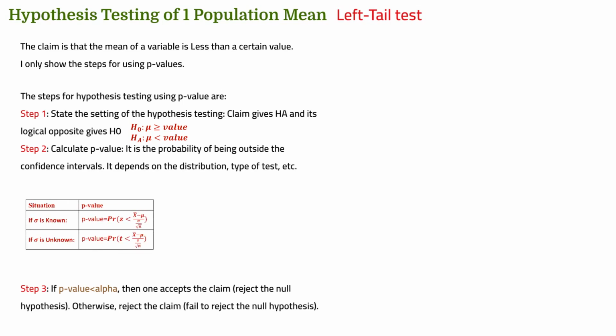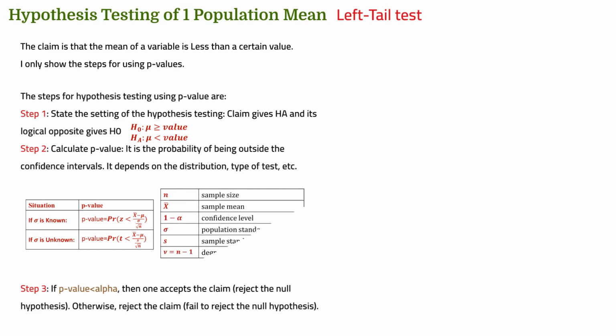And here again, sigma is known or sigma is unknown, the formulation is different, and because the claim is mu less than a certain value, here z or t less than a certain value. The certain value is x bar minus mu over sigma over square root of n. For the case t, x bar minus mu over s over the square root of n. And these are the same as before. We need to know n, x bar, 1 minus alpha, sigma or s and the degree of freedom. And step 3, if the p-value is less than alpha, one should accept the claim or reject the null hypothesis.